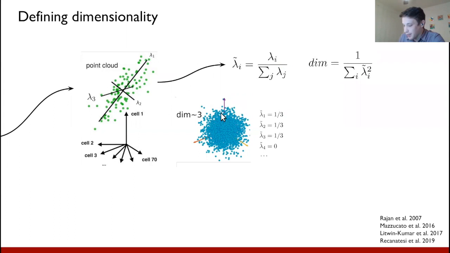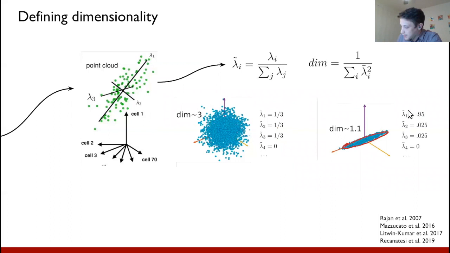If you take a distribution that is completely isotropic, here a Gaussian distribution in three dimensions, then the three eigenvalues would be the same. And the dimensionality in turn would be three. You can simply plug in these values to see that. On the other hand, if I stretch this distribution along one of the axes, one of the eigenvalues would be prominent and the other two would be smaller. And plugging in these values, you will see that this is roughly a dimensionality of 1.1.